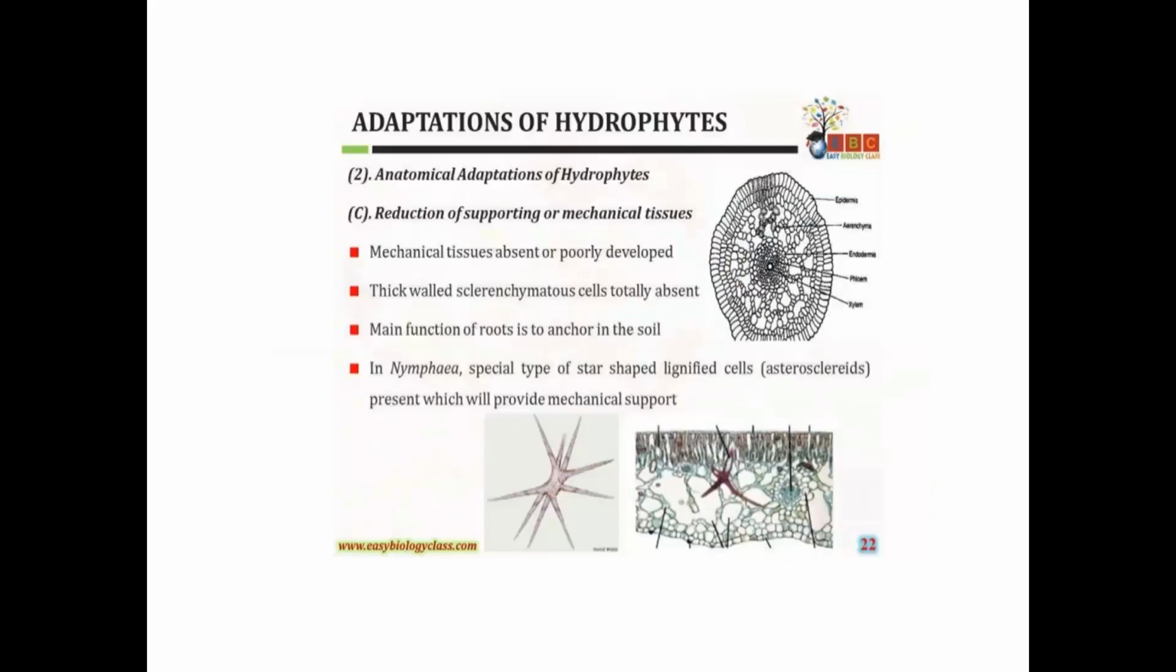Next one is the reduction of supporting or mechanical tissues. Mechanical tissues are absent or poorly developed, and thick-walled sclerenchymatous cells are totally absent. The main function of the roots is to anchor in the soil, that is, attachment to the soil only. In Nymphaea, special star-shaped lignified cells called asterosclereids are present, which provide mechanical support.